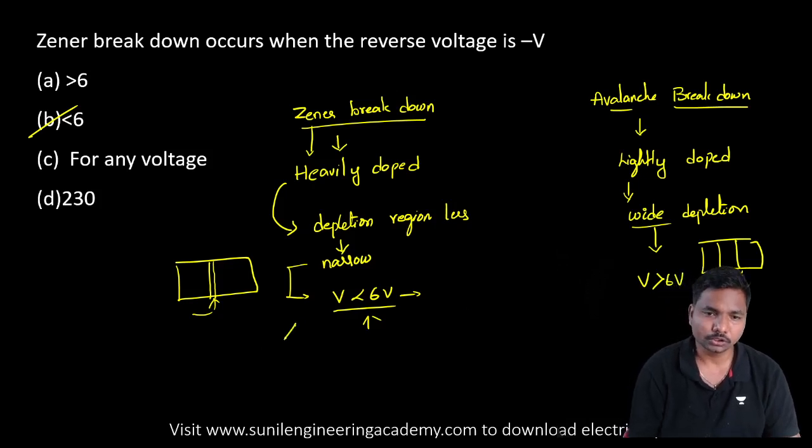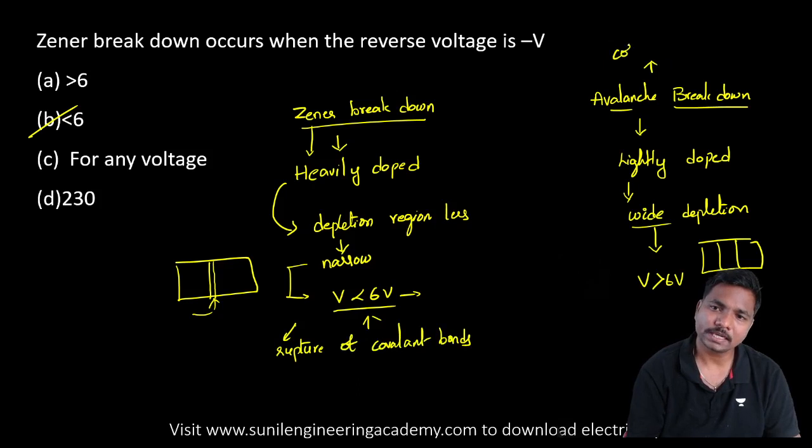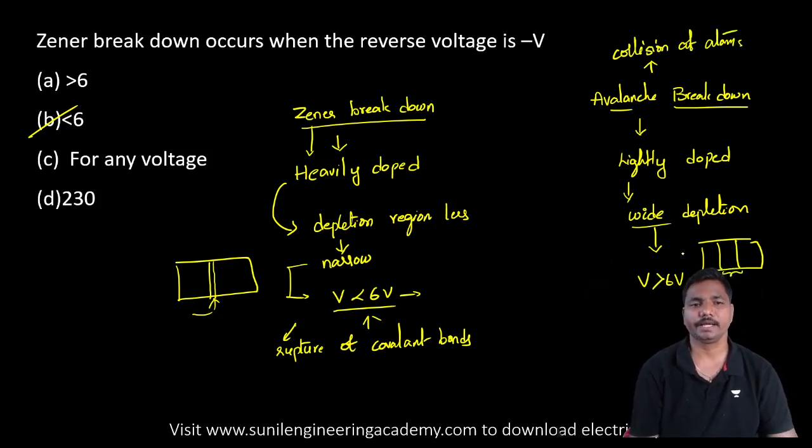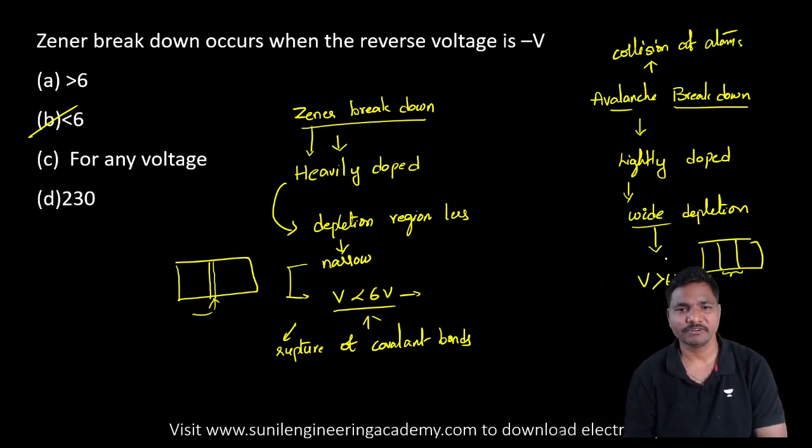Zener breakdown is due to rupture of covalent bonds. Avalanche breakdown is due to collision of atoms. Whenever the voltage is high, then collision of atoms takes place. So due to the collision of atoms, the junction will break.